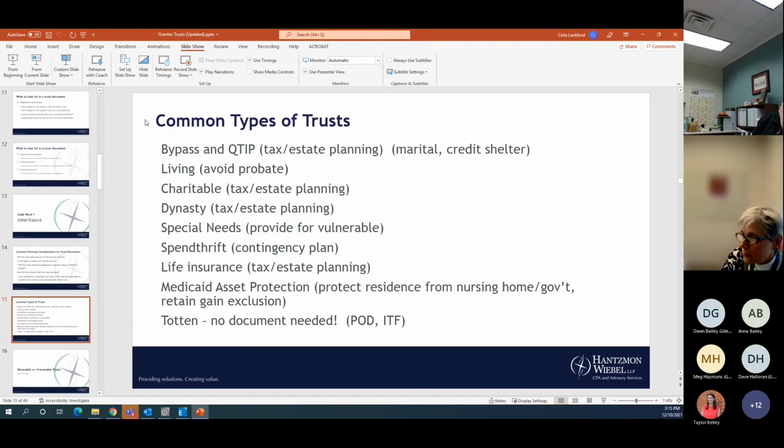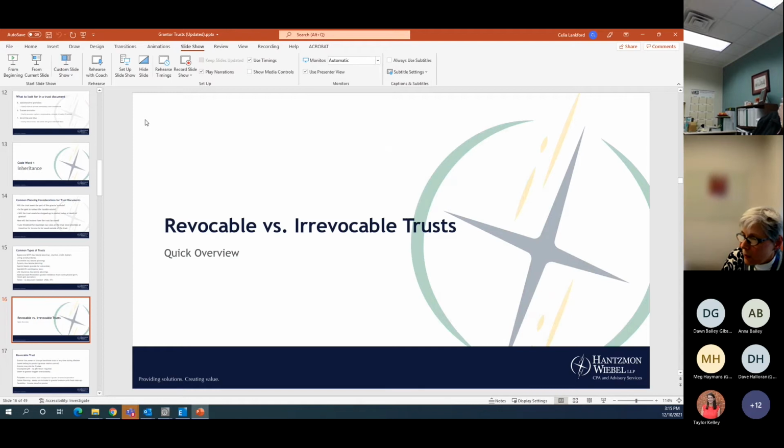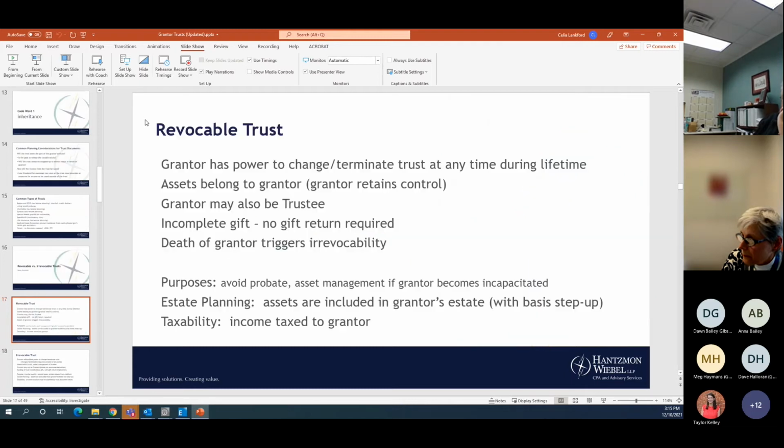Let's move on to what the features of a revocable trust are versus an irrevocable trust, just so that helps us to go into the grantor trust a little more. A revocable trust means basically the grantor can revoke it. They can make changes to it, they can terminate it, they can put assets in it, they can pull assets out of it at any point during their lifetime. And in that case, the assets belong to the grantor the whole time. A revocable trust allows the grantor to also be the trustee.